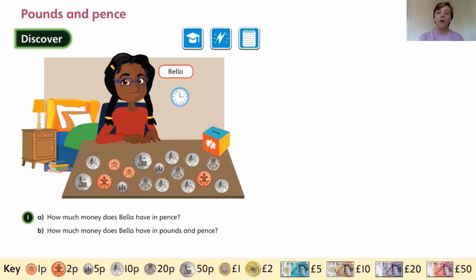So today, Year 4, we're starting by looking at pounds and pence. Now to do that, I've given you a key at the bottom of the screen, and that's going to be at the bottom of every screen that we look at to do with money.